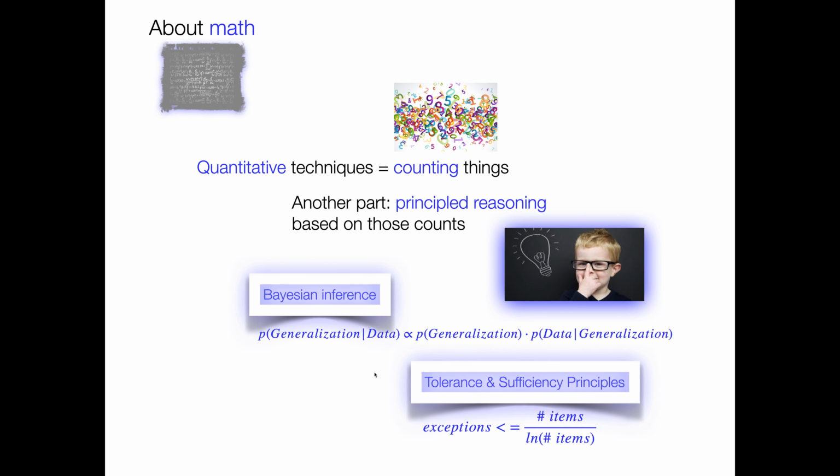Another example of this is something called the tolerance and sufficiency principles, and there the sort of things you're doing are maybe more transparently related to counts. There's this kind of reasoning process where you're looking at the number of exceptions to a generalization you might be considering, and you're literally just counting the number of items that obey the generalization you're interested in, and doing this kind of principled reasoning implemented with this math to determine, are there more exceptions than that number? Are the number of exceptions less than or equal to that calculation, right? So these are some examples, there are many more, of principled reasoning one can do on the basis of counts that you've gathered, counting whatever things you're counting.